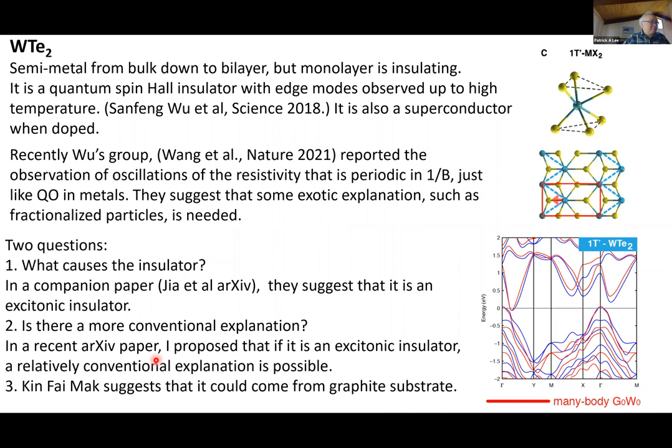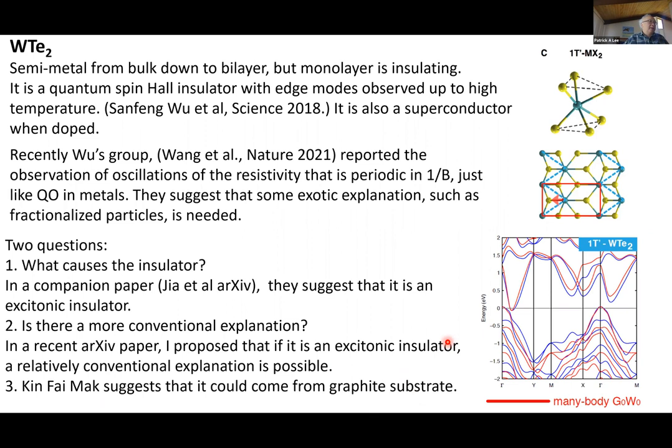So in a recent paper, I actually proposed that there's a relatively conventional explanation of this, which I think is nevertheless quite interesting. Finally, there's some experimental controversy about this. There's a suggestion that this may not be real. It may be coming from the graphite substrate, but this is an ongoing debate. So let me put this aside for now.